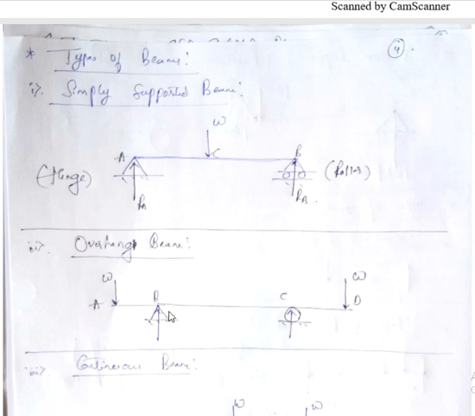Then the next type of beam is the overhanging beam. An overhanging beam is just like a simply supported beam only. Here you can see it is a simply supported beam, but the beam has an extension beyond the support. Earlier, the length of the beam went only up to the support. Here the length of the beam goes beyond the support. Such types of beams are called overhang beams.